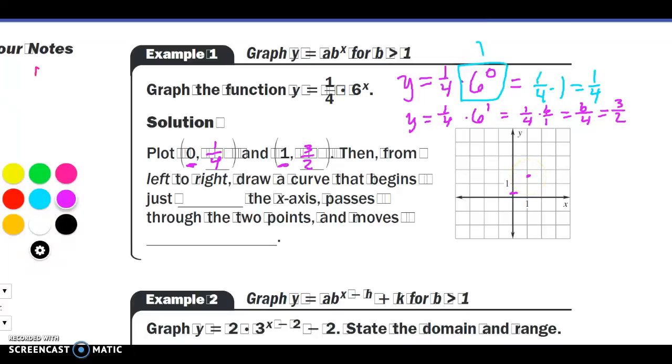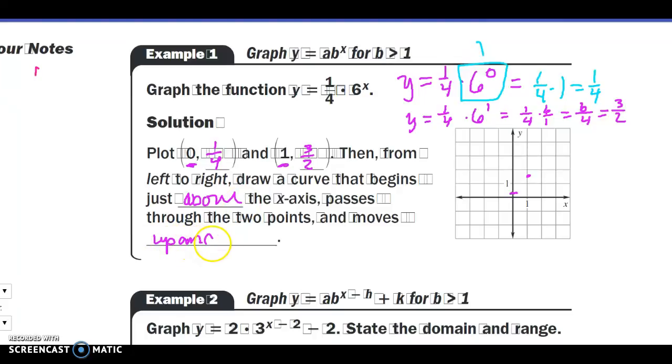Okay, so we're going to draw a curve. We remember the shape. We can look up at our other graph. It's a nice curve that begins just above the x-axis and passes through the 2 points and then moves up and to the right. And it's not going to suddenly shoot off to the right like a crazy thing. It's just going to gently curve. So this is a little tricky for me to draw on here. You have to be a little understanding, but I'm going to start very close to the x-axis.